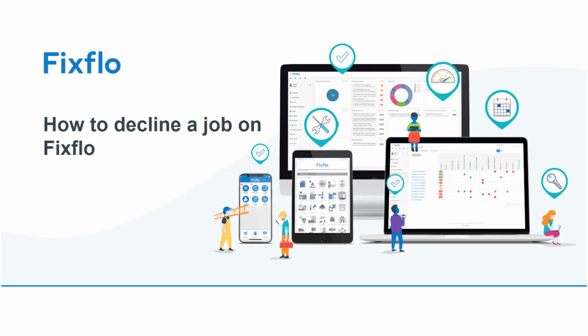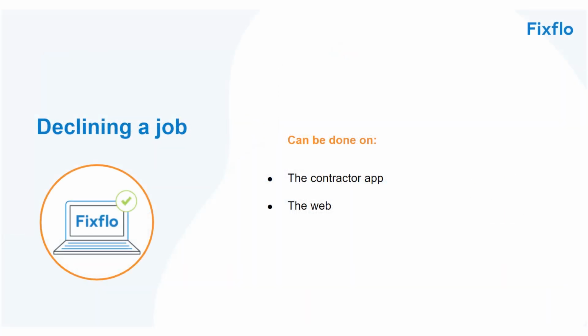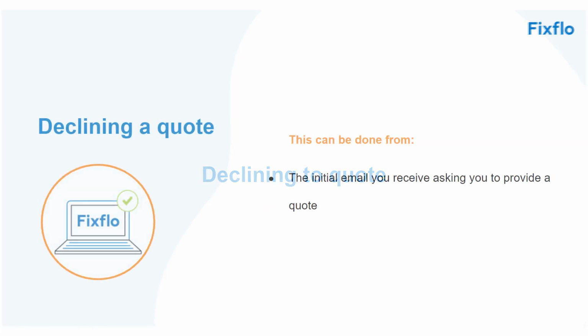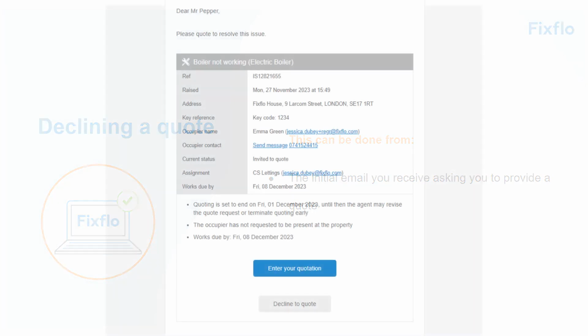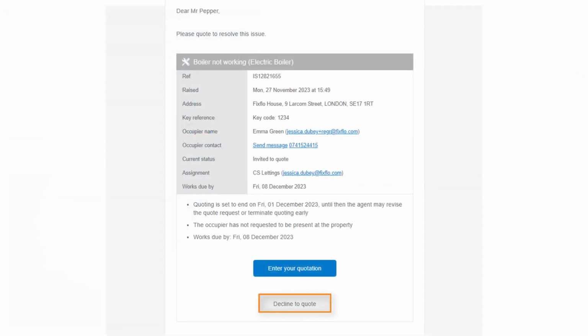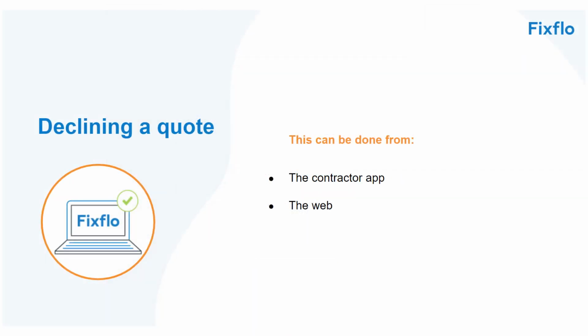This video will show you how you can decline a job on FixFlow on both the Contractor app and the web. On FixFlow, you can decline to quote and also decline to carry out the works. If you are declining to quote, this can be done from the initial email you receive, asking you to provide a quote. Alternatively, this can be done within the app or on the web.